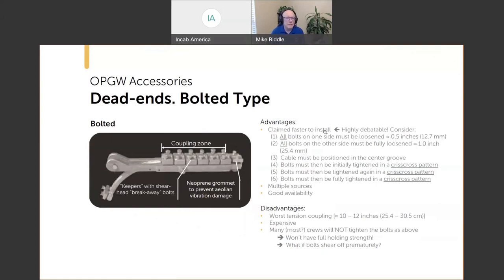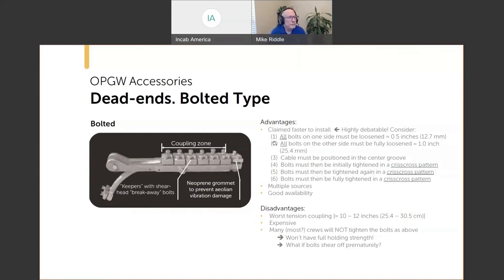The first one is often different, not always, but often. In this particular picture, this first set of keepers has a neoprene grommet, which is intended to prevent aeolian vibration damage. The keepers have shear head bolts on them. What that means is they get to a certain torque and then they shear off. And that's supposed to let you know that you've installed the bolt to the proper torque.